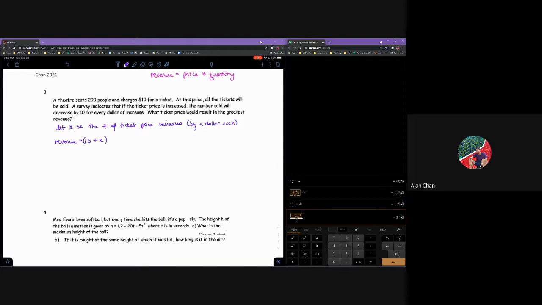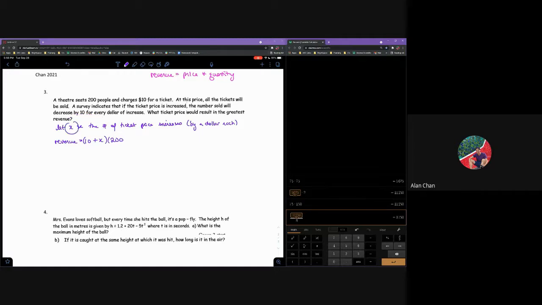Okay, so we got the price. This gets multiplied by the quantity. What's the quantity? Well, normally it's 200, but now every single time we increase the price by $1, we lose out on what? We lose out on 10 seats for every dollar increase.